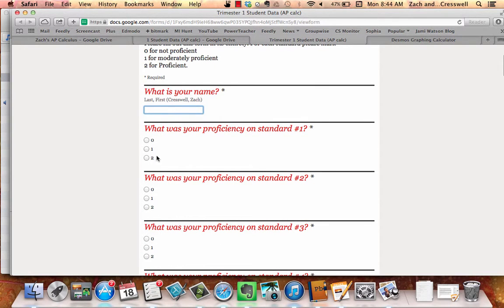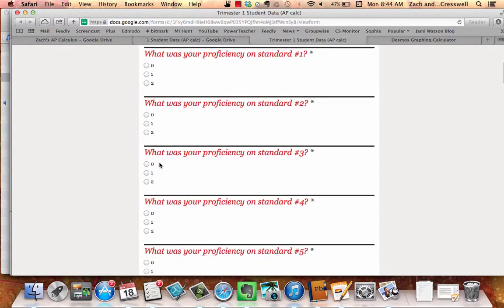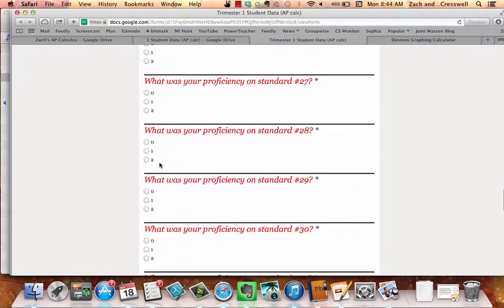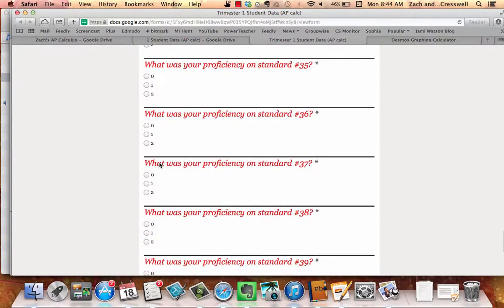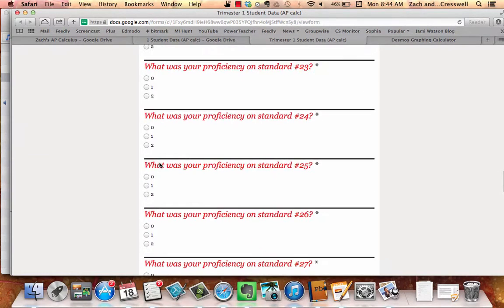If you got a 0 on standard number 1 or objective number 1, that would be not proficient. 1 is moderately proficient, and 2 is proficient. You're just going to give yourself a numerical score for each one and fill out this form. Then turn in your filled out packet, and make sure you complete the entire form, to me, and then you should be good to go and I can put together your portfolio.